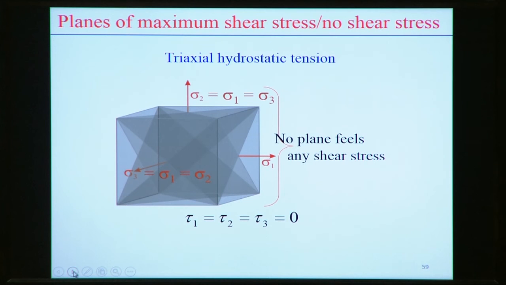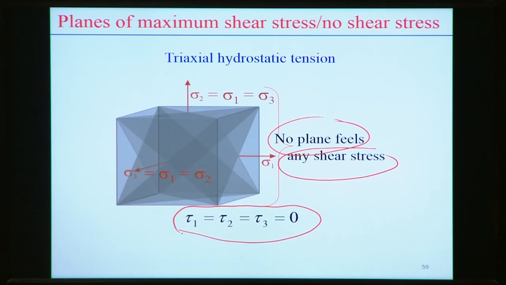Similarly, you can investigate the case of triaxial hydrostatic tension. In this case sigma 1 equals sigma 2 equals sigma 3, all three axes have equal stresses, and it is typically subjected to a triaxial hydrostatic stress state. So no plane feels any shear stress in this case of hydrostatic tension. So shear stress will be 0 with this stress state.